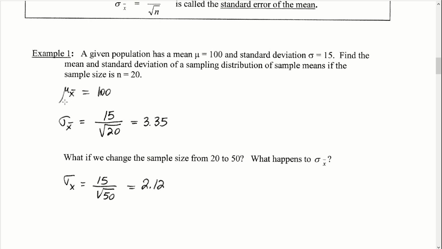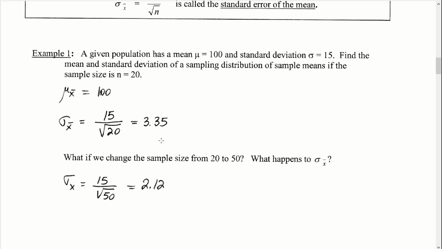We know that mu sub x bar is always equal to mu, so if the mean is 100, the mean of the sampling distribution will also be 100. To find the standard deviation of the sampling distribution, we take the standard deviation of the population, which is 15, and divide it by the square root of our sample size, which is 20. So we get 15 divided by the square root of 20, which is approximately 3.35 rounded to the nearest hundredth.